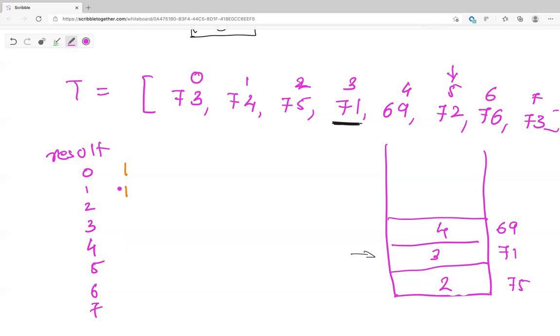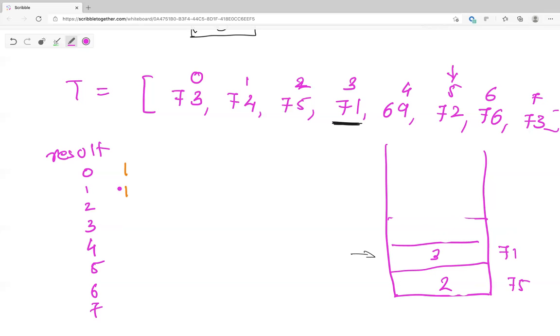Is this correct? This is where we were, right? So now we are at 5. We are at 72, right? 72, and top of the stack is 69, right? So of course I can easily pop that out because I'm the next largest guy. And then I'll go. So 4 will be gone, correct? 4 will be gone, and the difference between their index is 1, correct?